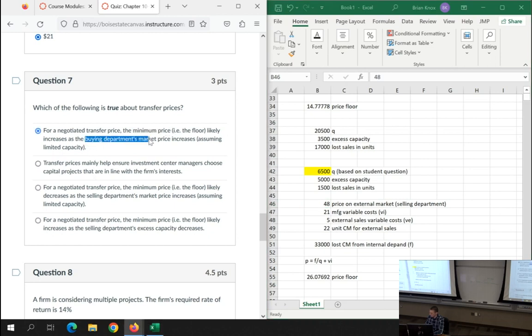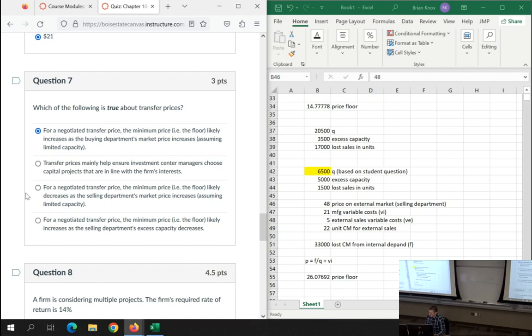Buying department's market price gives us the ceiling, so that's not right. Next: transfer prices mainly help ensure investment center managers choose capital products that are in line with the firm's interests. This is me hoping to confuse you about transfer prices versus the other question type, ROI and residual income. No, transfer prices are not about investment center decision rights and investment center managers. That doesn't have to do with that.